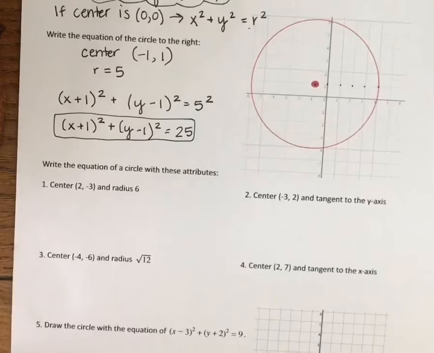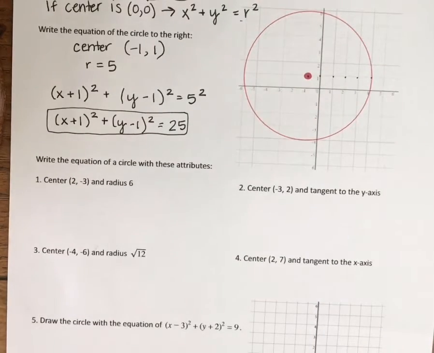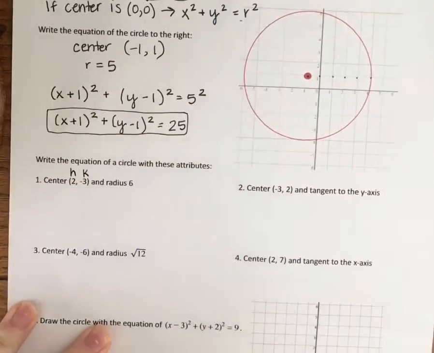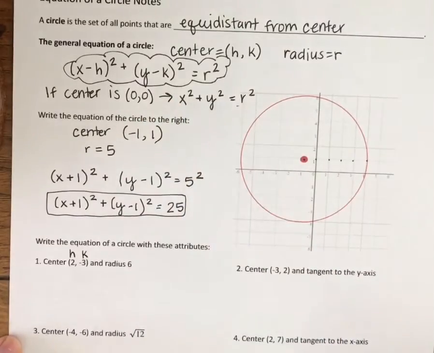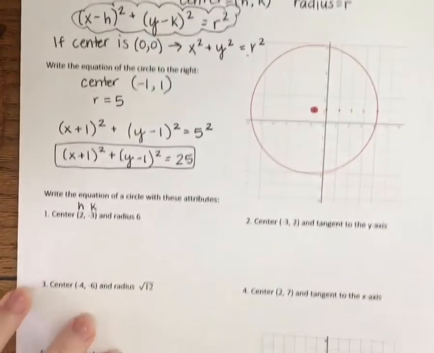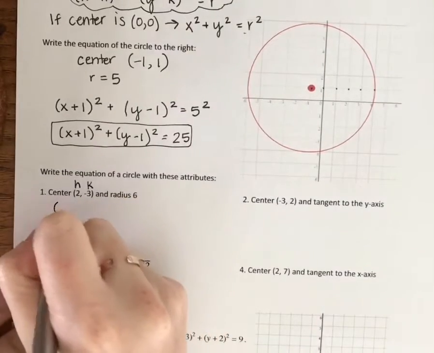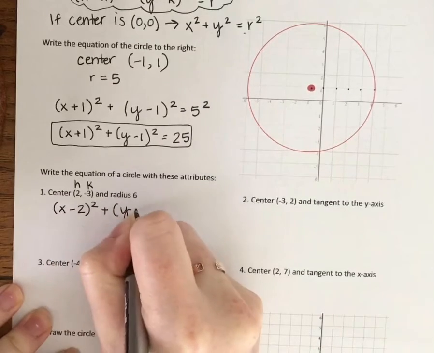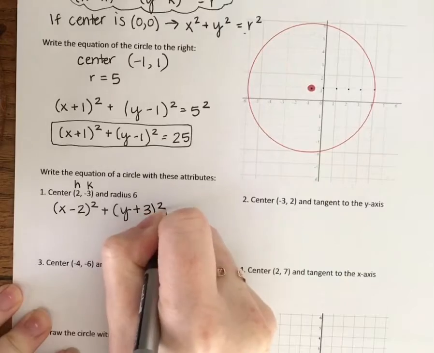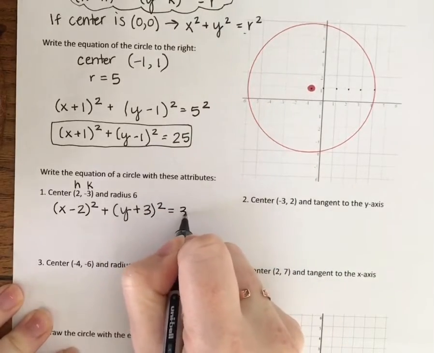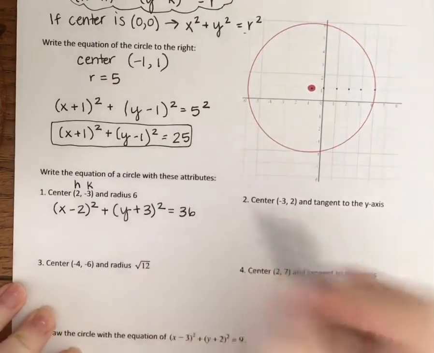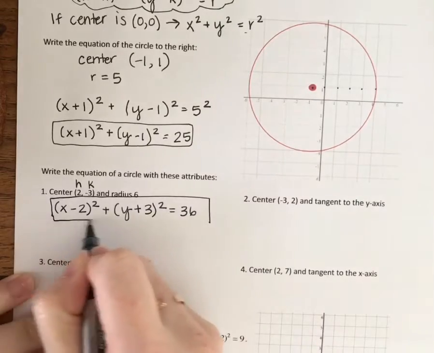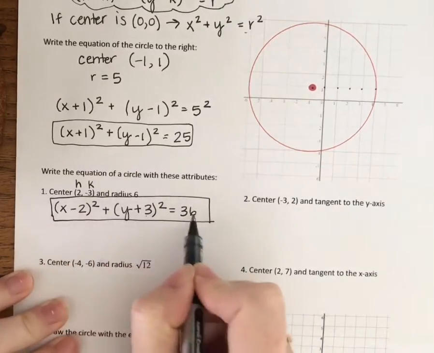So number 1 says that the center is 2, -3, and the radius is 6, all right? I've already got everything that I need here. 2, -3 is my h and my k when I go to plug it into the equation, and my radius is 6. So let's go ahead and plug everything in. It's going to be x minus 2 squared plus y minus -3 turns into y plus 3 squared equals 6 squared, which would be 36. Again, I'm just going to skip that step and automatically square it. So this would be my equation of the circle with a center of 2, -3, and a radius of 6.